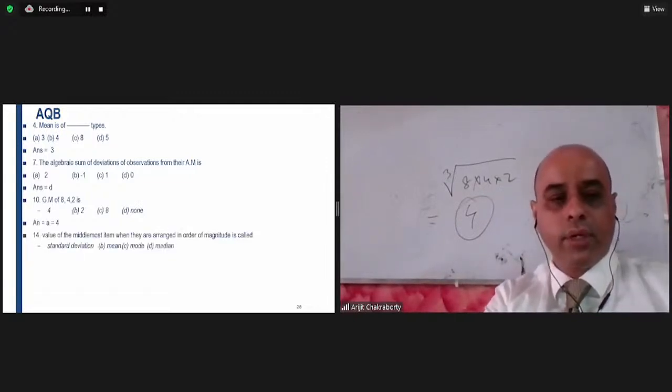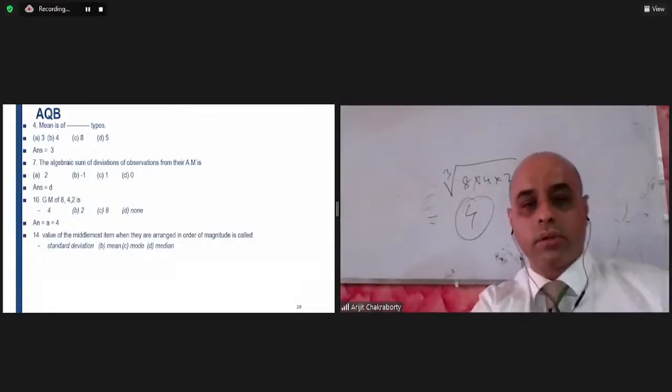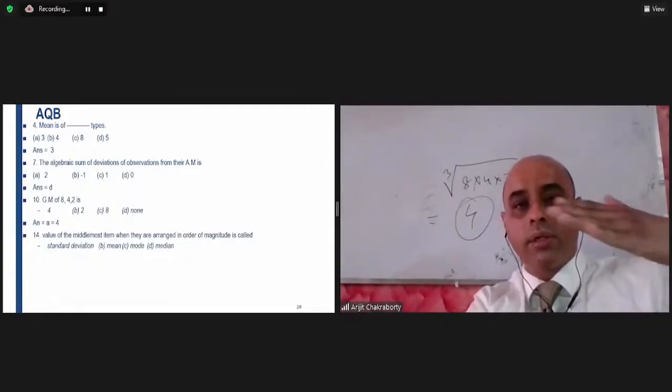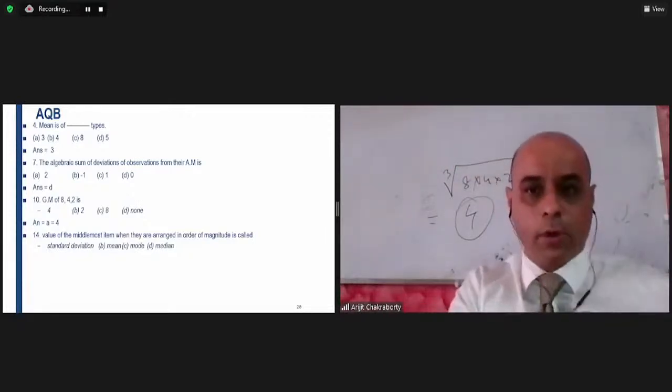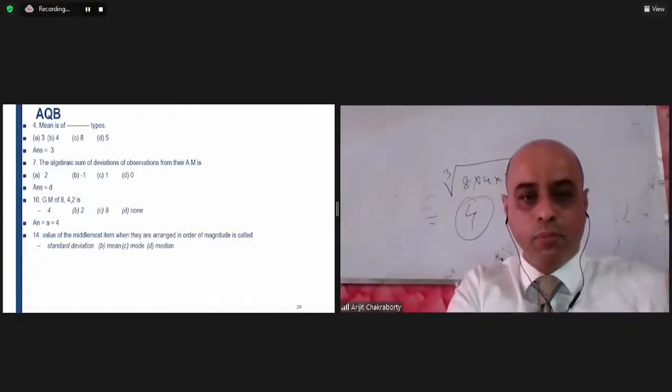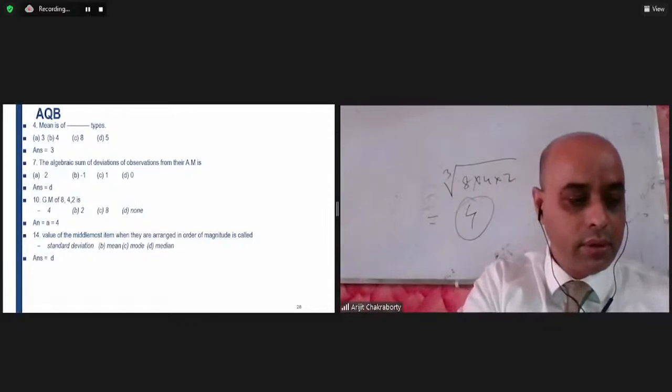Next one, number 14: the value of the middlemost item when they are arranged in order of magnitude is called what? When they are arranged in order of magnitude, that means from smaller to bigger or from bigger to smaller, the middlemost item is called median. So option D is the right one.